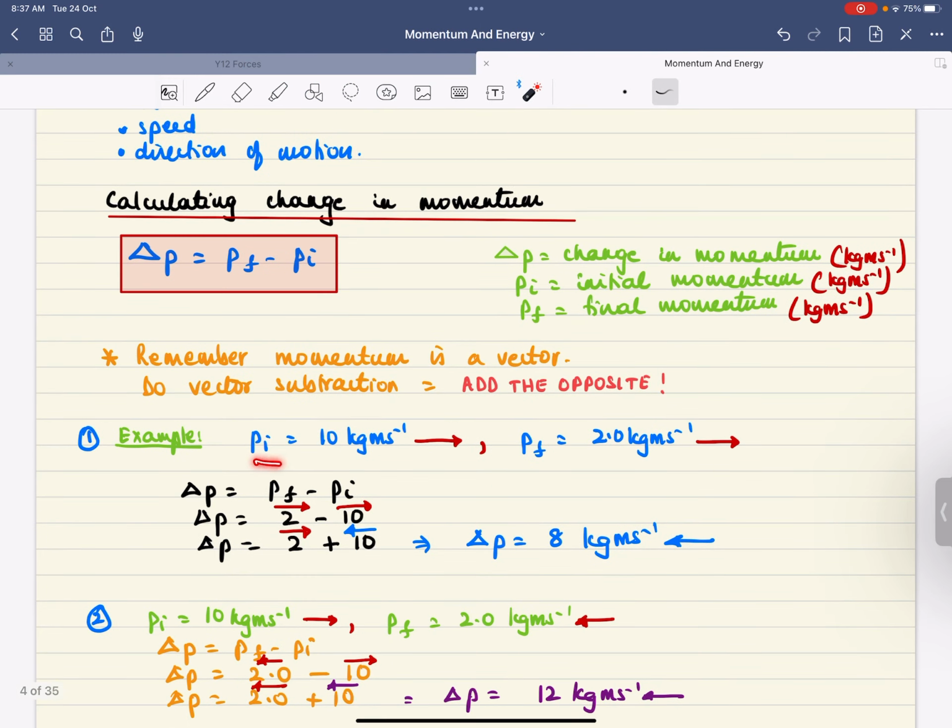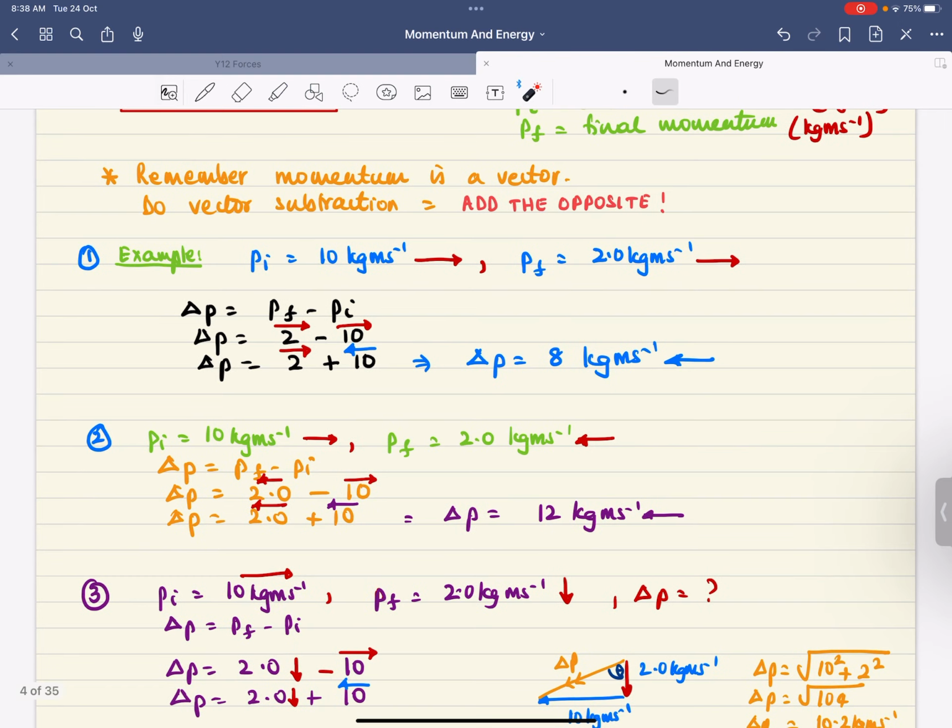Here is an example. If the initial momentum was 10 kilogram meters per second going in this direction, and the final momentum is something else going in the same direction, when you subtract two vectors in the same direction, you add the opposite. So what's the meaning of opposite? The size is the same, but the direction is 180 degrees opposite. So you've got two of them in opposite directions. You find the difference and put the sign of the larger. Now the larger quantity is this, so that is it.